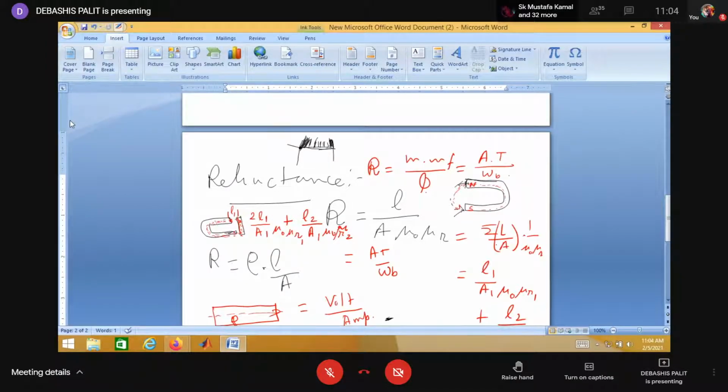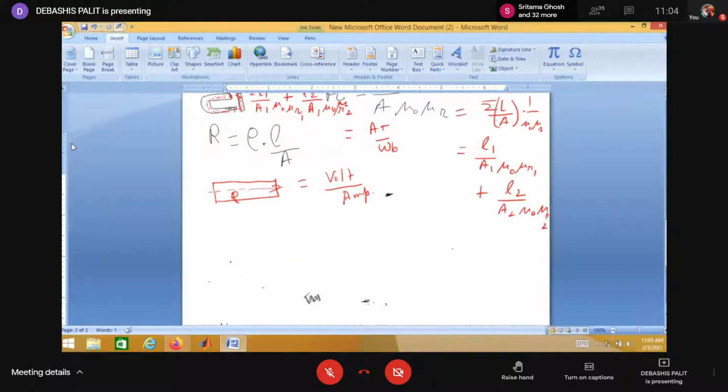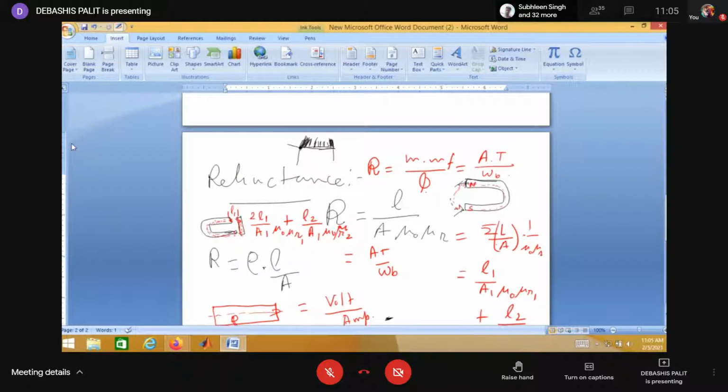Sir, isn't the unit of flux Weber per L cube, or L square? Sir, isn't the unit of magnetic flux Weber per area, Weber L square? Weber only. Magnetic flux unit is Weber. Okay, sir. Thank you. Sir, that ampere turn per Weber, that was for dimensions. Yes, dimension. Ampere turn per Weber is the dimension of reluctance. Okay.